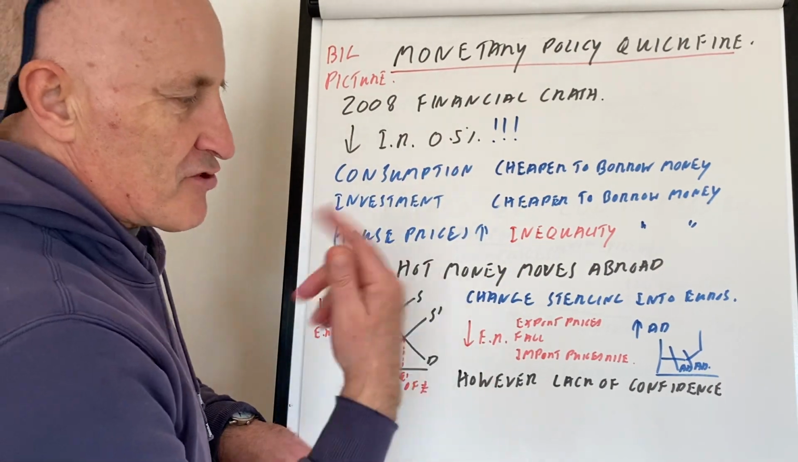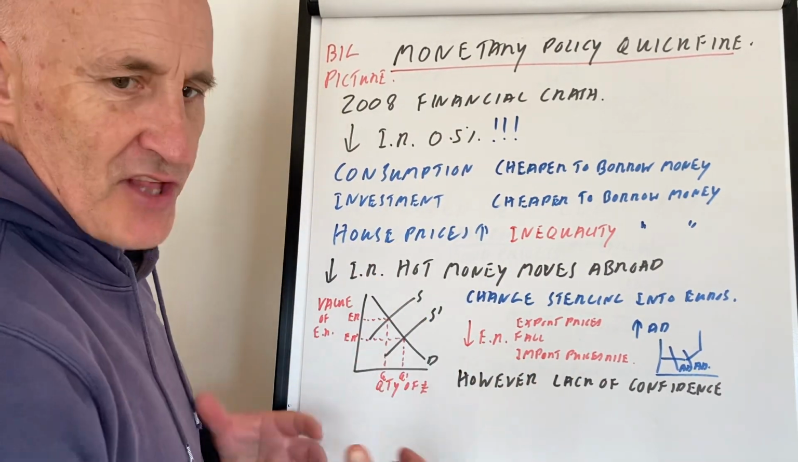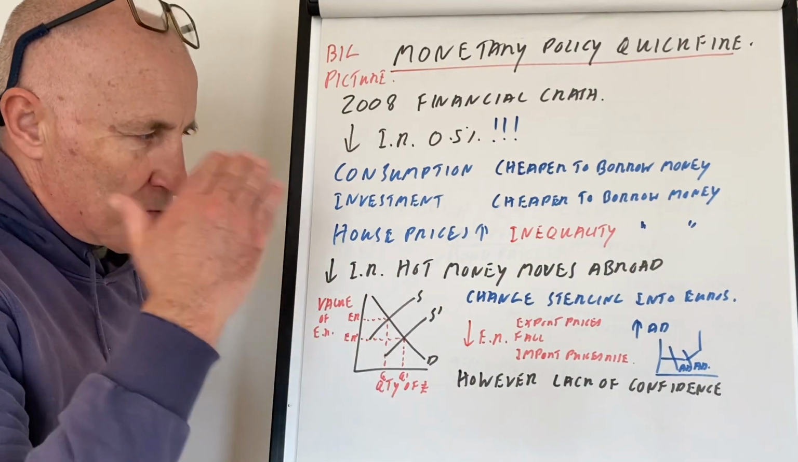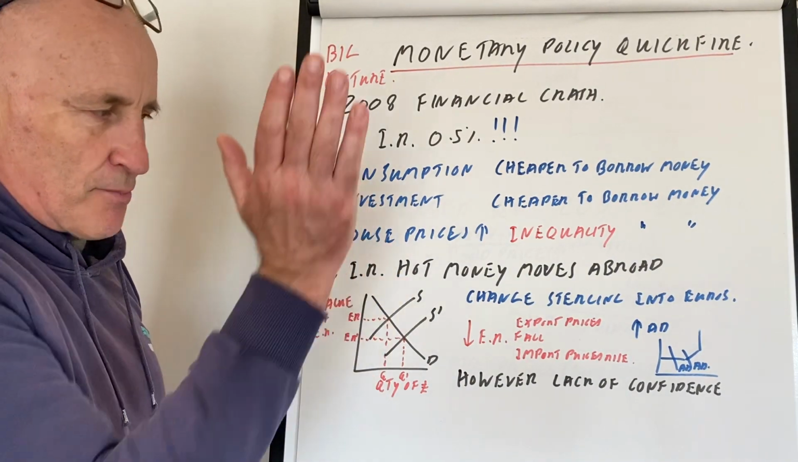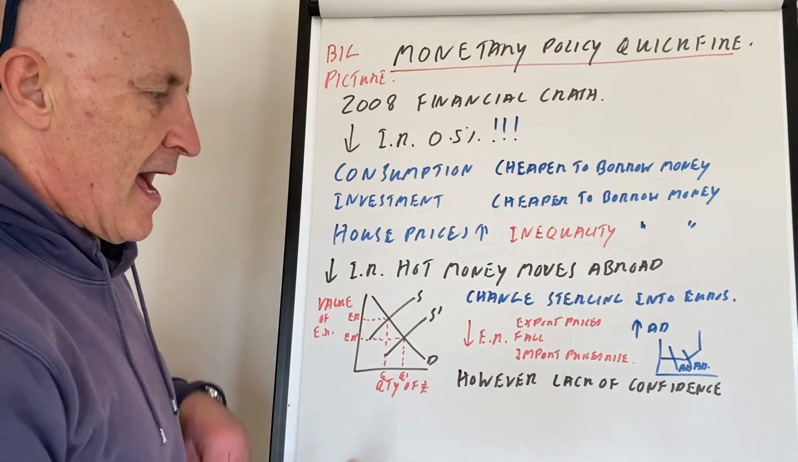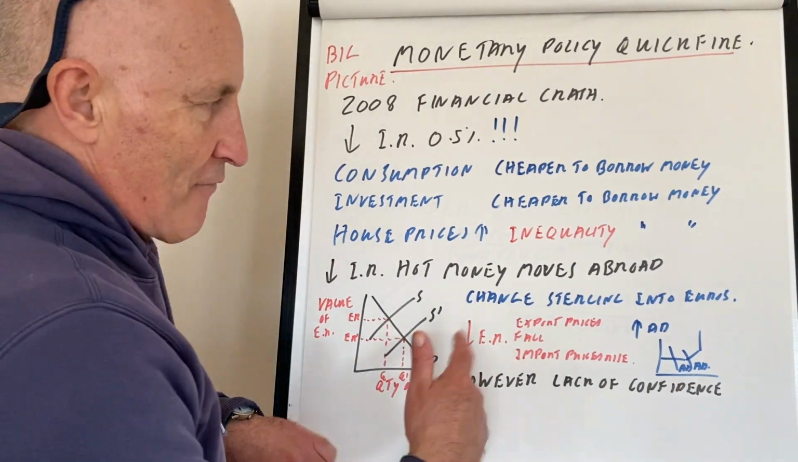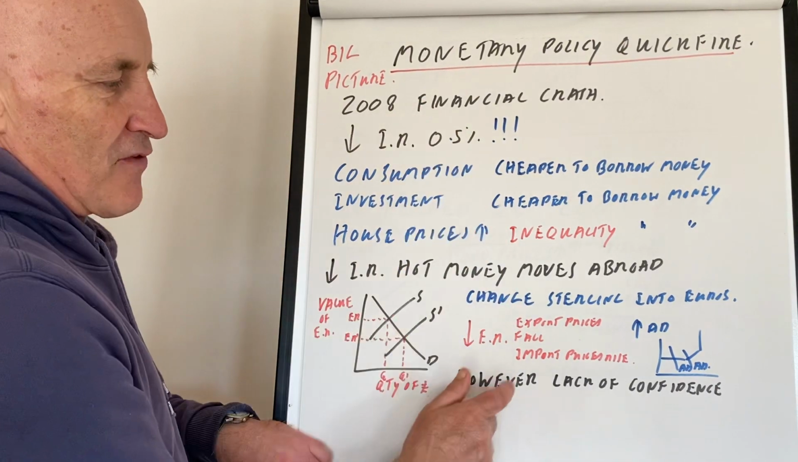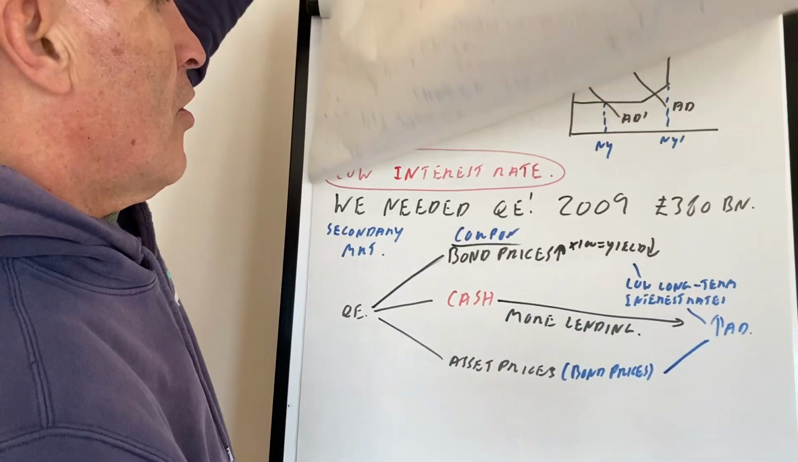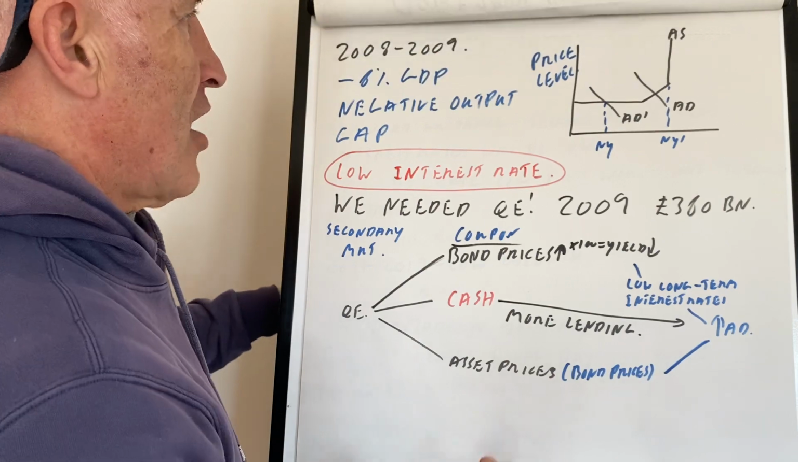Of course, there is a fear when import prices rise that it can create cost push inflation. So you should be able to draw that short run aggregate supply curve moving to the left and therefore showing that you understand what cost push inflation is. However, maybe low interest rates, because of a lack of confidence, will not work.